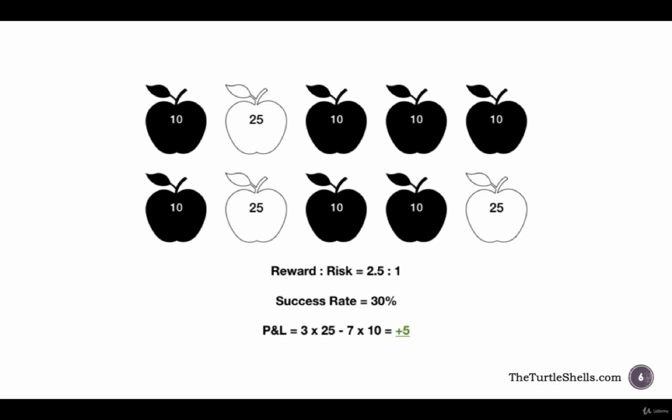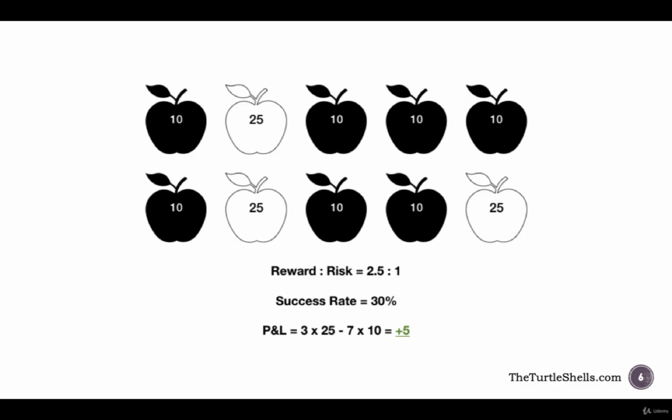Just keep in mind, this was simple mathematics to show you the power of reward to risk. So 2 conditions: the reward to risk must be at least 2:1. If it is 2.5:1, even better. I prefer to have it 2.5:1. And secondly, the risk that you are taking on every trade must be constant. It should not happen that you take more risk on one trade and less risk on another. The equation will go for a toss. If you keep those 2 conditions in mind, you can have a lesser success rate and still end up making money.